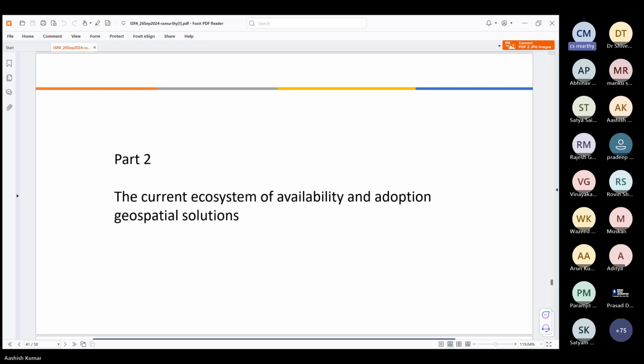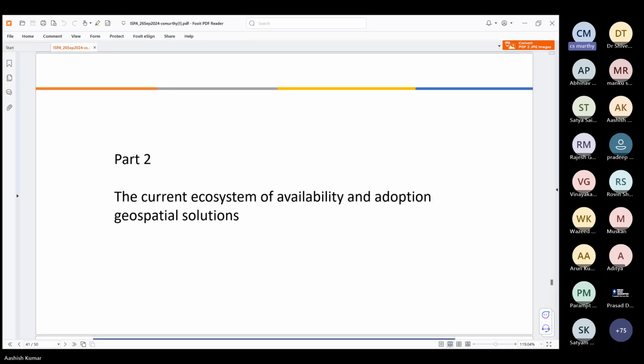Now let us come quickly to the second part of this presentation. Having said that, there are many proven cases of geospatial technology and geospatial solutions in agriculture, and what is the rate of their adoption? Are all these solutions, all these new data sets or new information products or new tools, being put to effective end use? This is the point all the stakeholders need to think about.